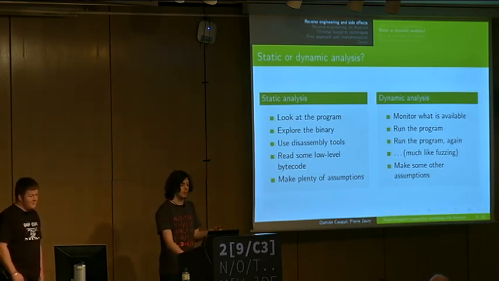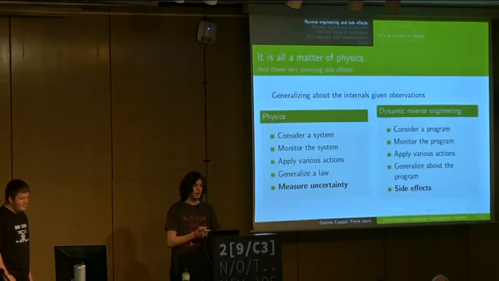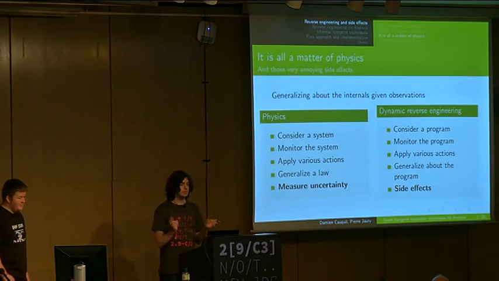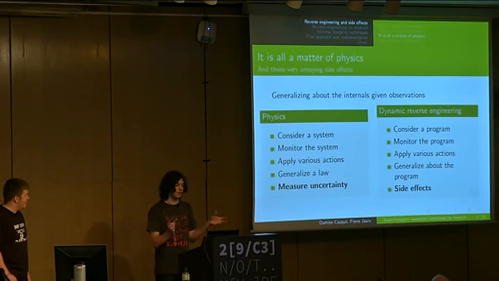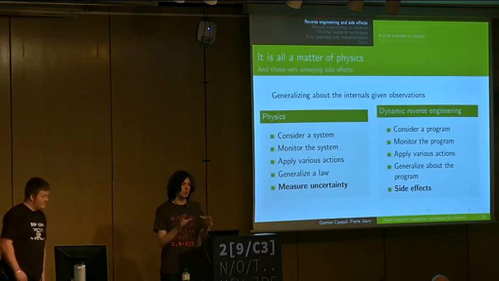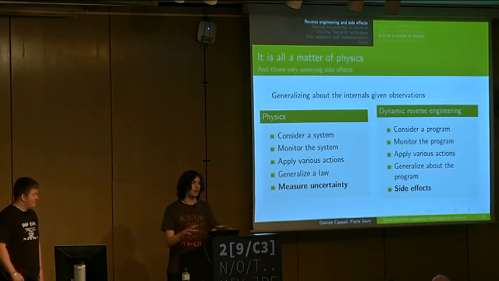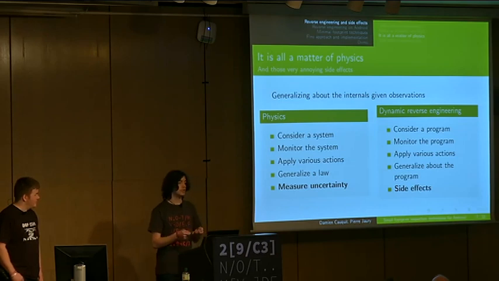These are the two main ways of doing reverse engineering in software. For both of those ways, you make assumptions. But I like to compare dynamic analysis with a very different field, which is physics. I like to make this comparison between reversers and physicists, because both do very similar things. They consider a system or a program or whatever, and they monitor what is available to monitor. And then they apply actions. They do things on the application, they do things on the systems, and they generalize from the observations.